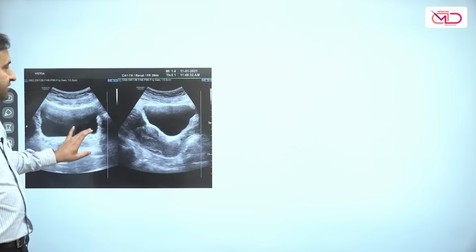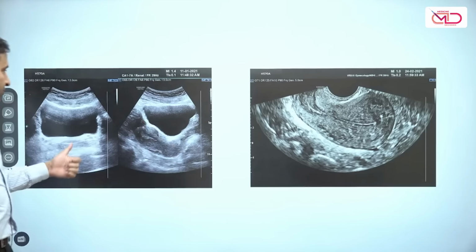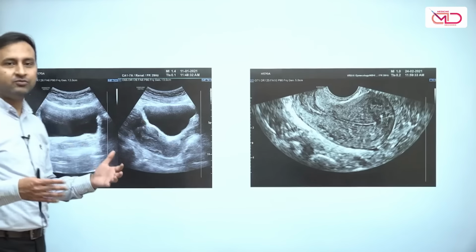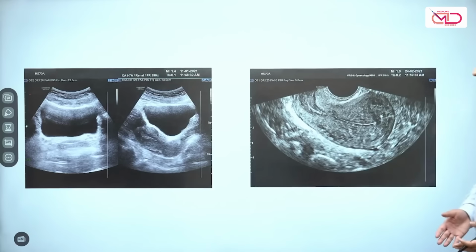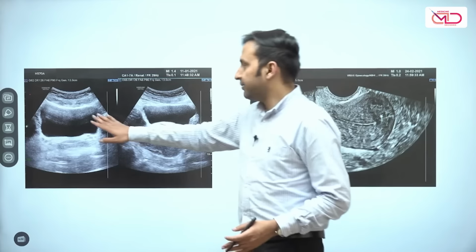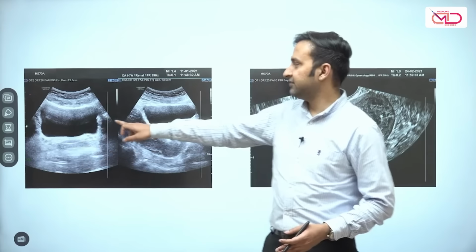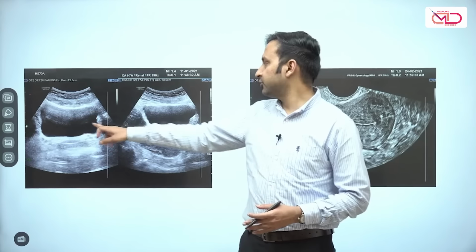So these are the two images of the same patient. First is the transabdominal scan. This is important because sometimes you might be given some pictures and asked whether it's a transabdominal or a transvaginal sonography. So you can see that there are clear-cut differentiating points. In a transabdominal sonography, the first thing that we see is the bladder because it is closest to the skin and the subcutaneous planes.